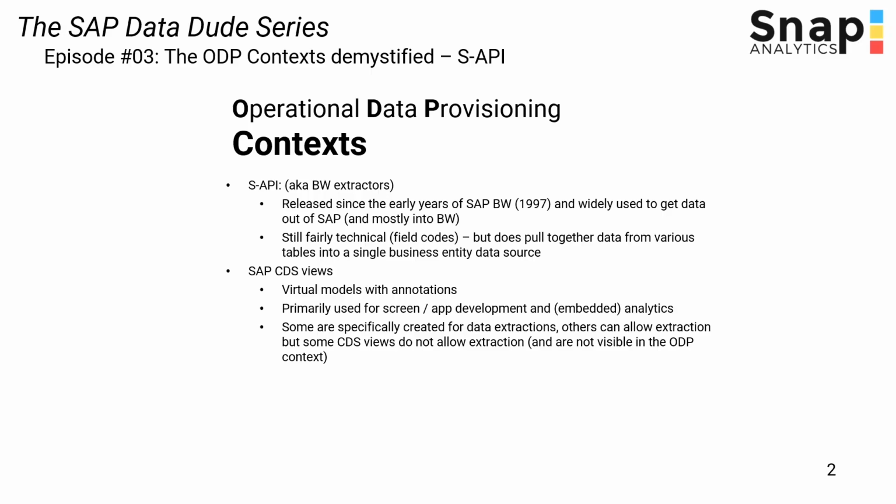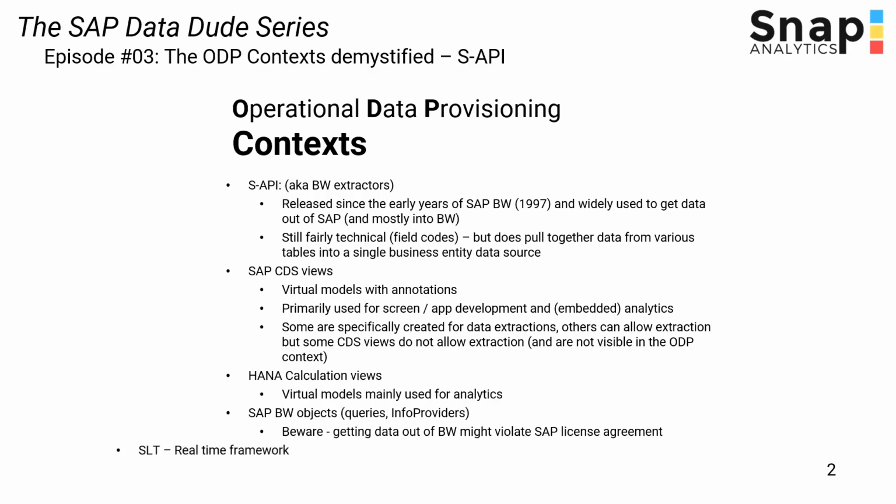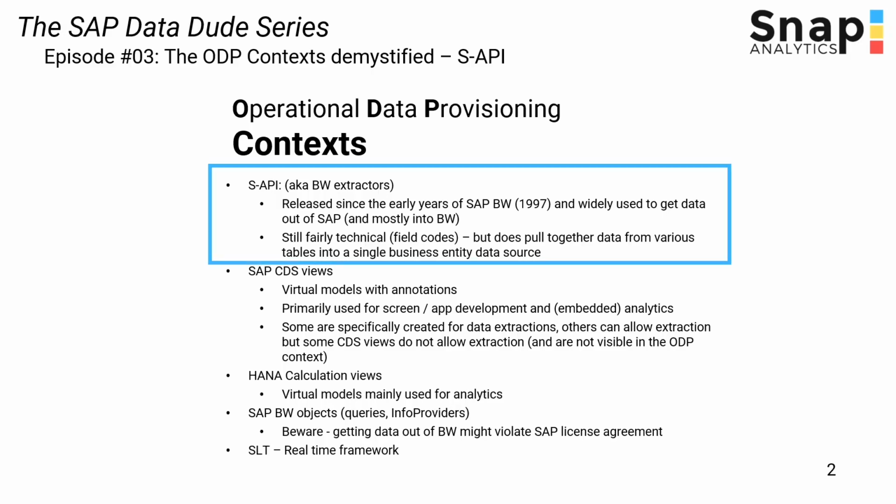There are other contexts as well, so you can use ODP and then connect to CDS views or to HANA calculation views or BW objects or even SLT. I hope to talk about those topics in due time, but today we concentrate on the SAPI extractors or the BW extractors. So let's take a look at those SAPI or BW data sources.